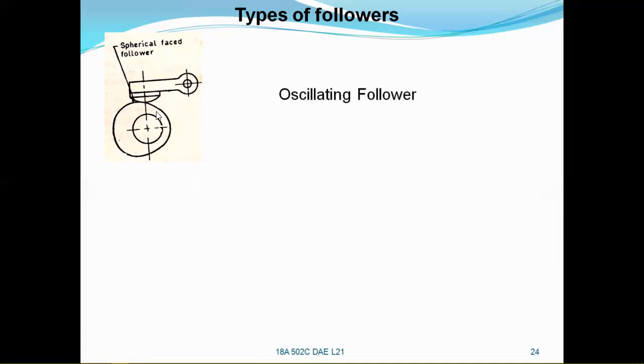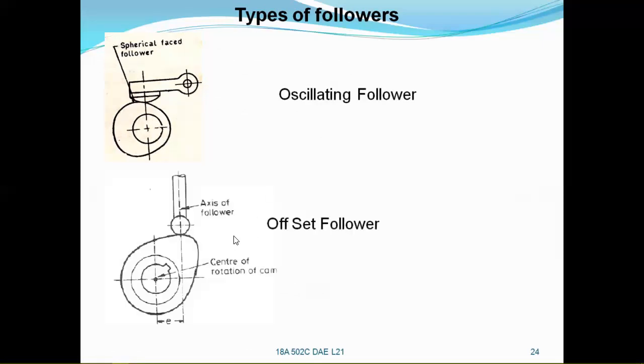Oscillating follower. Here you can see, as the cam is rotating, the follower is pivoted at this point and fixed, and this follower is going to oscillate in this way. That's why this is an oscillating follower. And if you see the offset follower, the axis of the cam is different and the axis of the follower is different, which are having a certain amount of offset. That's why it is called offset follower.